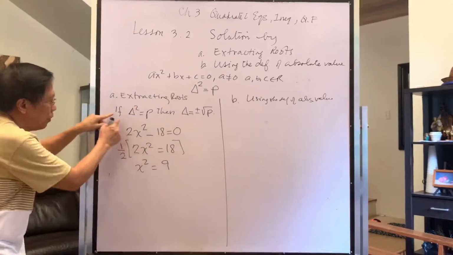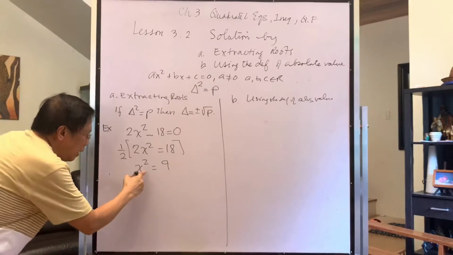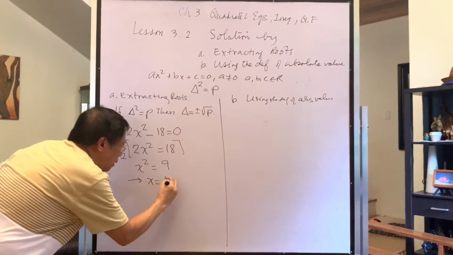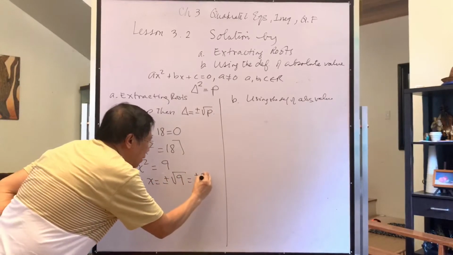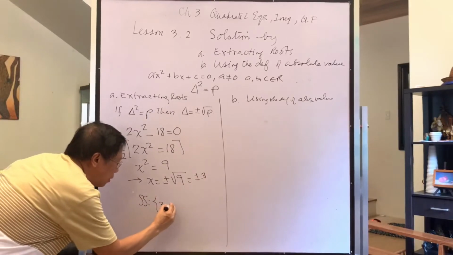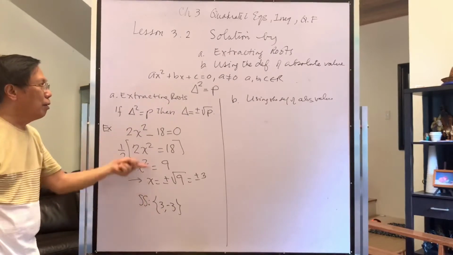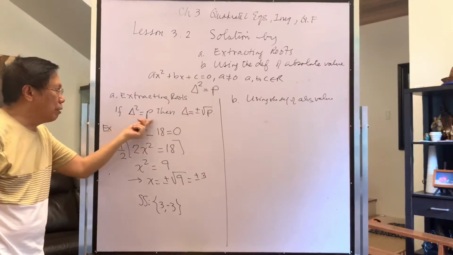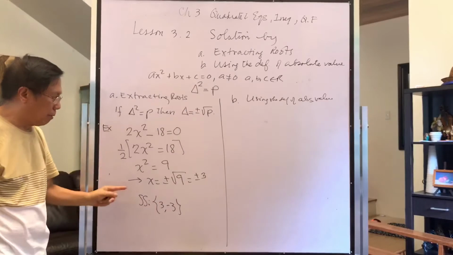Instead of me having if and then statement, I can just say x squared equals 9 implies that x equals plus or minus square root of 9. Or this gives me plus or minus 3. Hence, the solution to this equation is 3 or negative 3. Okay, this is using extracting roots. We rewrite this equation in the form triangle squared equals p so that we can use this square root property.